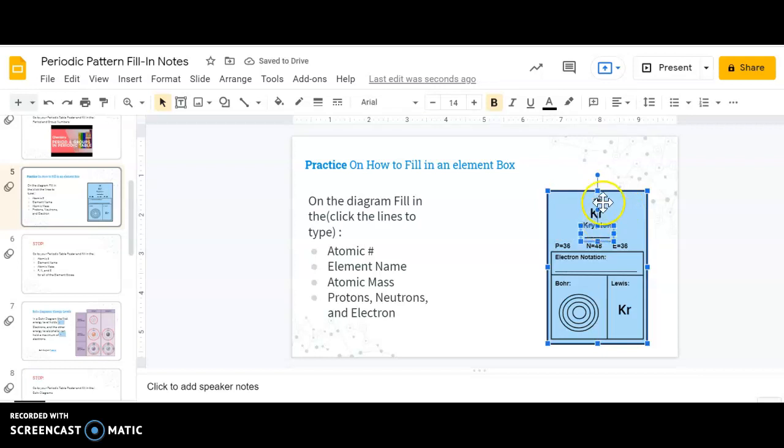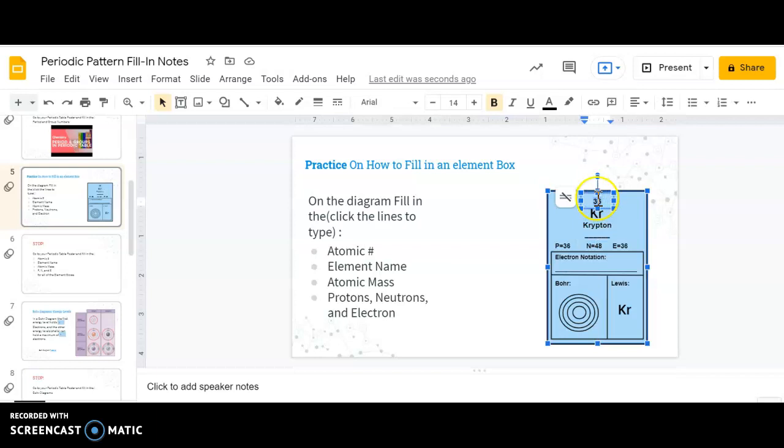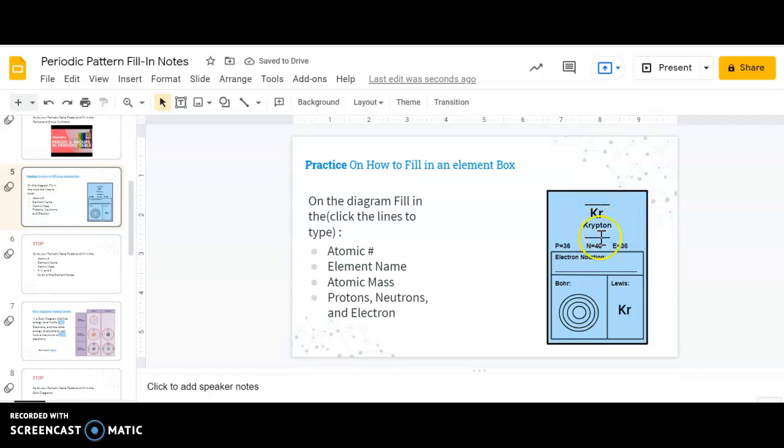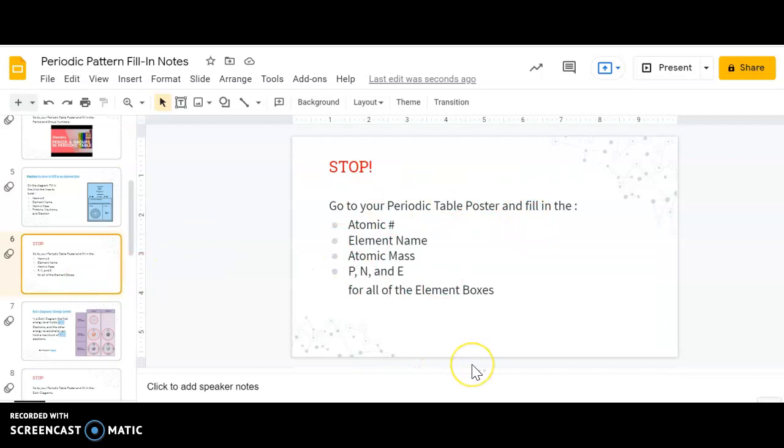So it's going to be atomic number, and you might have to click for a second until you get to the right box. So atomic number is on top. Then we have our element symbol, the name, and the mass. Remember, protons and electrons are equal to the atomic number. You do the mass, you round the mass after. Here you put the decimal, but you round it and subtract the atomic number to get the neutrons. And you will do this on every single element on your digital table, the poster.